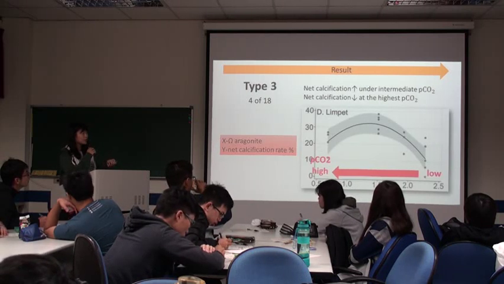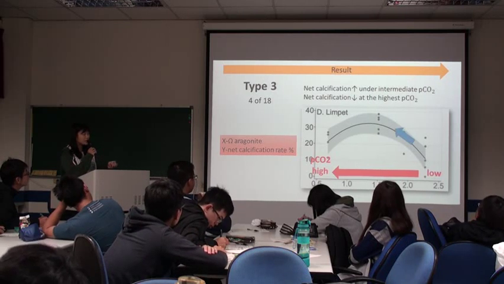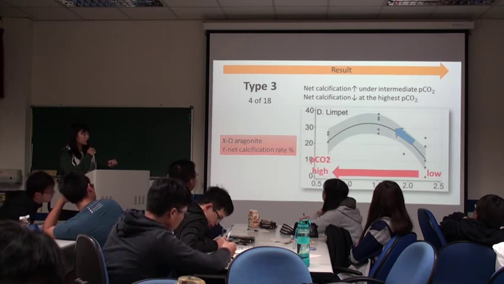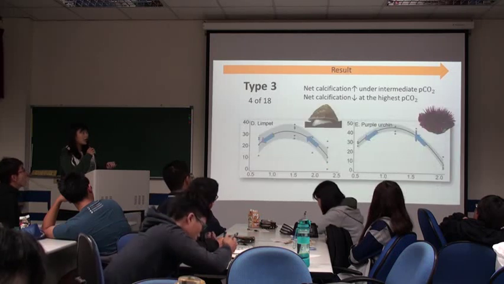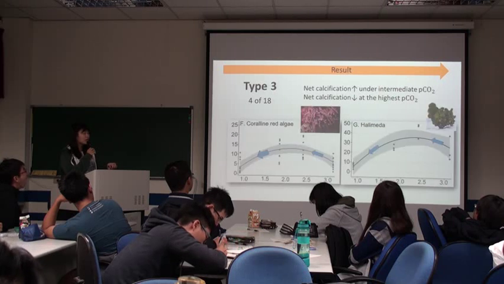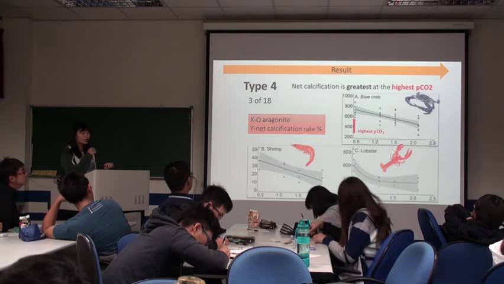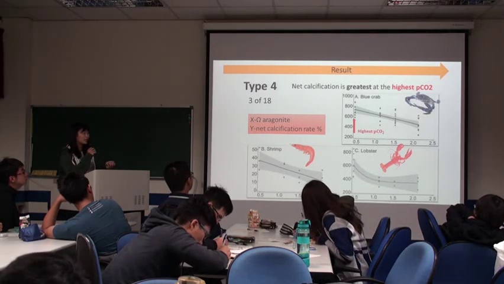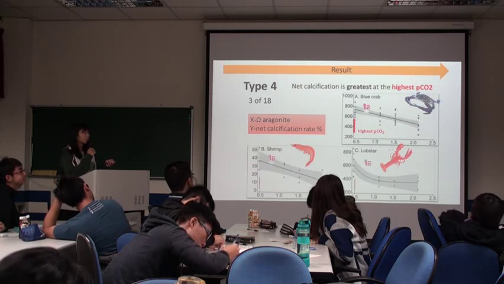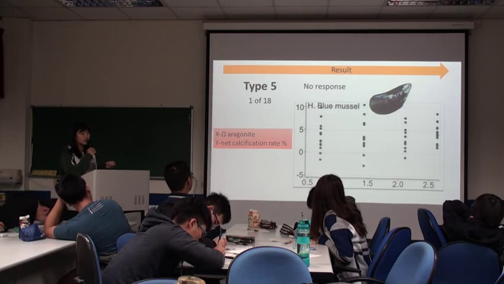Type 3 is when, under the intermediate CO2, the net calcification increases, just like this, and at the highest pressure, the net calcification decreases, like this. There are 4 species belonging to type 3. Type 4 is where net calcification is greatest under the highest pressure. We can see there are 3 species belonging to type 4. And type 5 shows no response to the change of CO2.